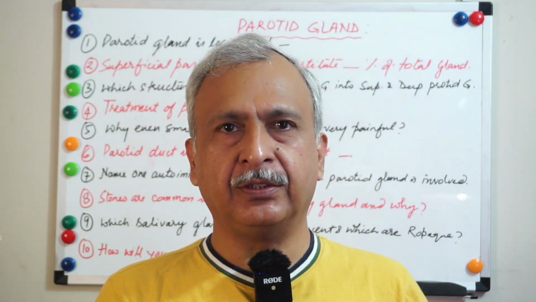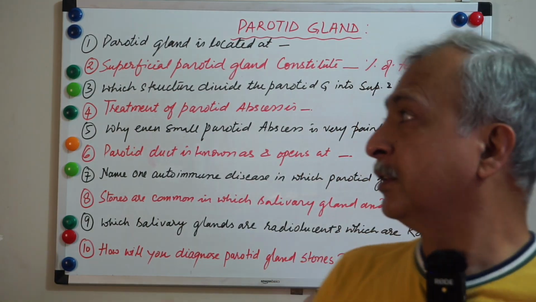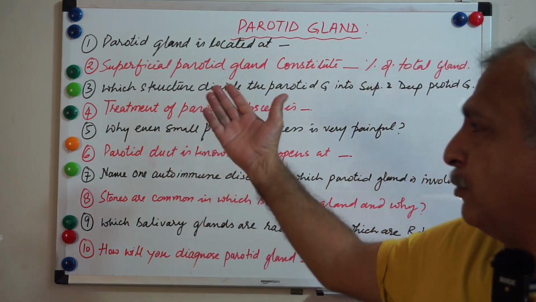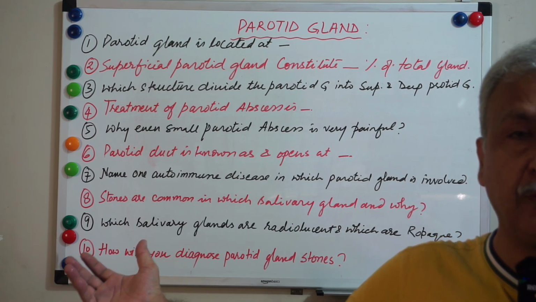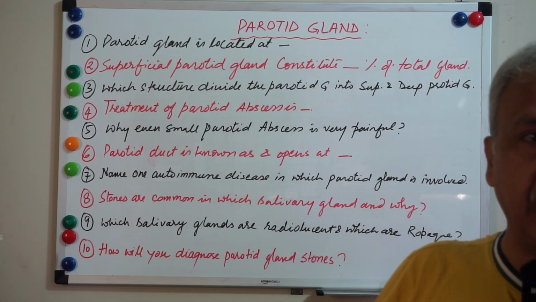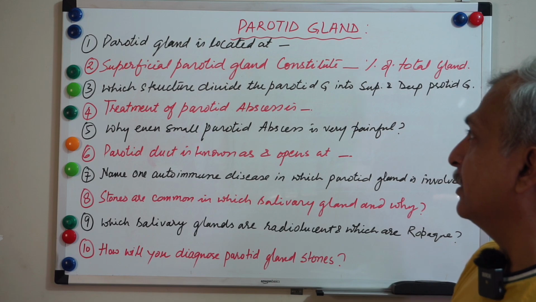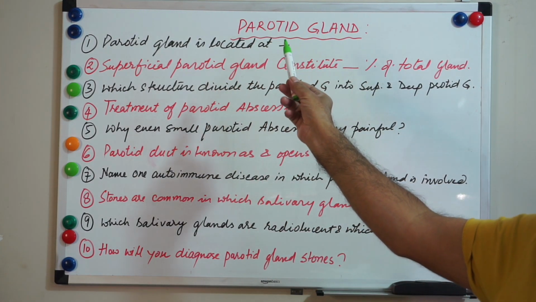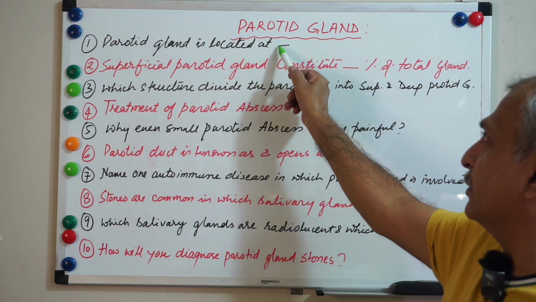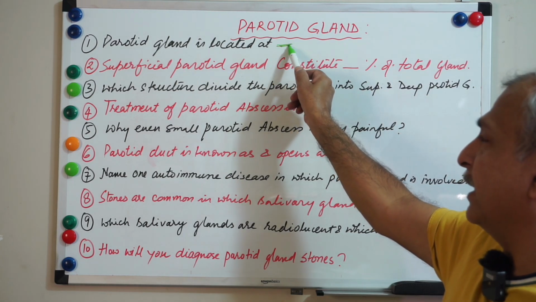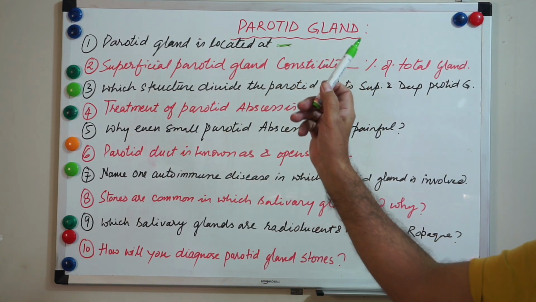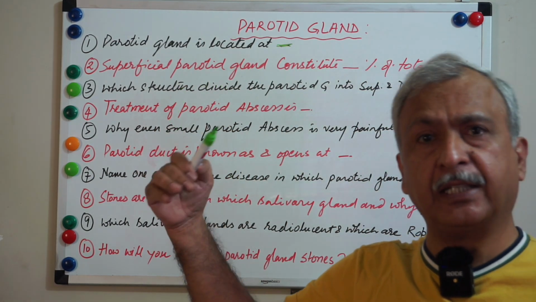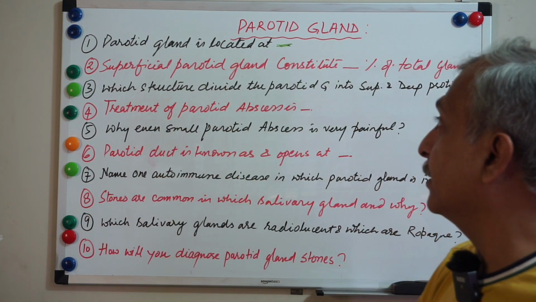So in my series of question and answer, today's topic is parotid gland. These questions are just the introductory to the chapter on the parotid gland. First question is: where is the parotid gland located? You have to give the anatomy, you can say the location of the parotid gland, so that you must know if the swelling is arising from that area, that could be from the parotid gland.